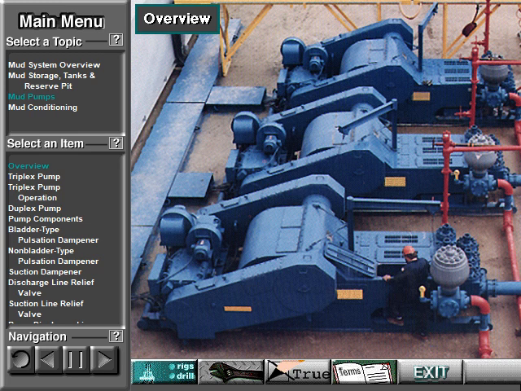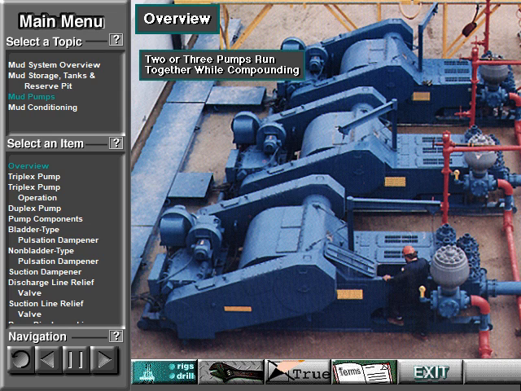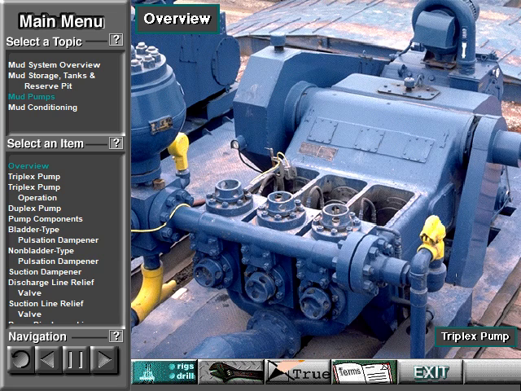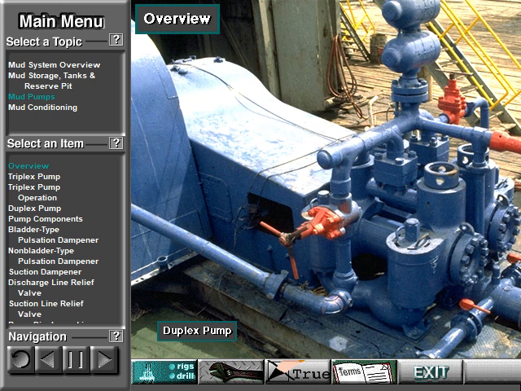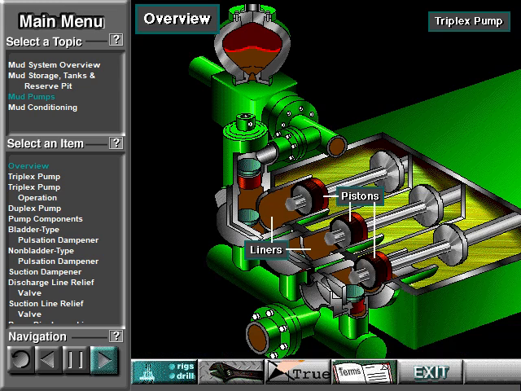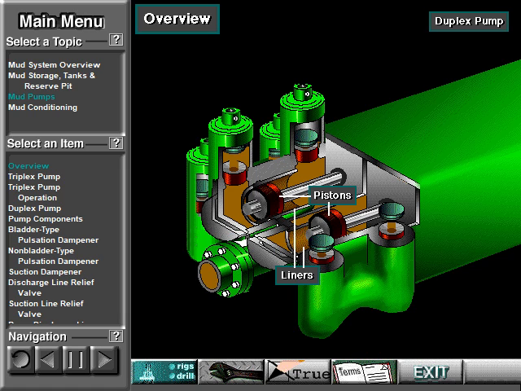Sometimes, however, the rig crew may compound the pumps. That is, they may use 2, 3, or 4 pumps at the same time to move large volumes of mud when required. Rigs use one of 2 types of mud pumps: Triplex pumps or Duplex pumps. Triplex pumps have 3 pistons that move back and forth in liners. Duplex pumps have 2 pistons that move back and forth in liners.